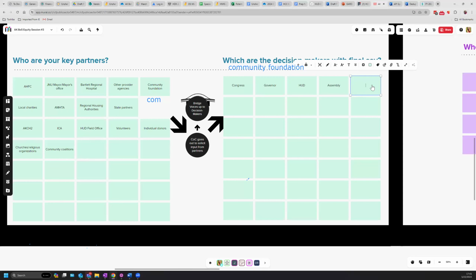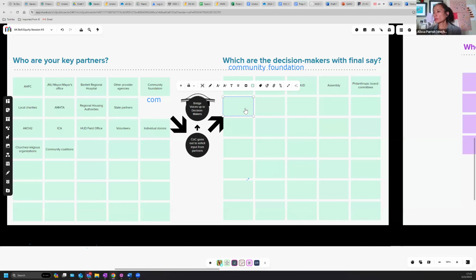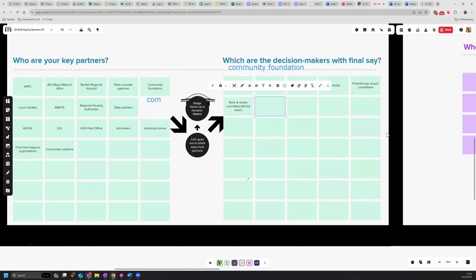For philanthropic organizations, often it's either their board or their committees. I was just going to say board members. For AKCH2 recommendations, it goes through the rank and review committee and then is approved by the board. I would say executive staff have some final say and some decision making buy-in there.